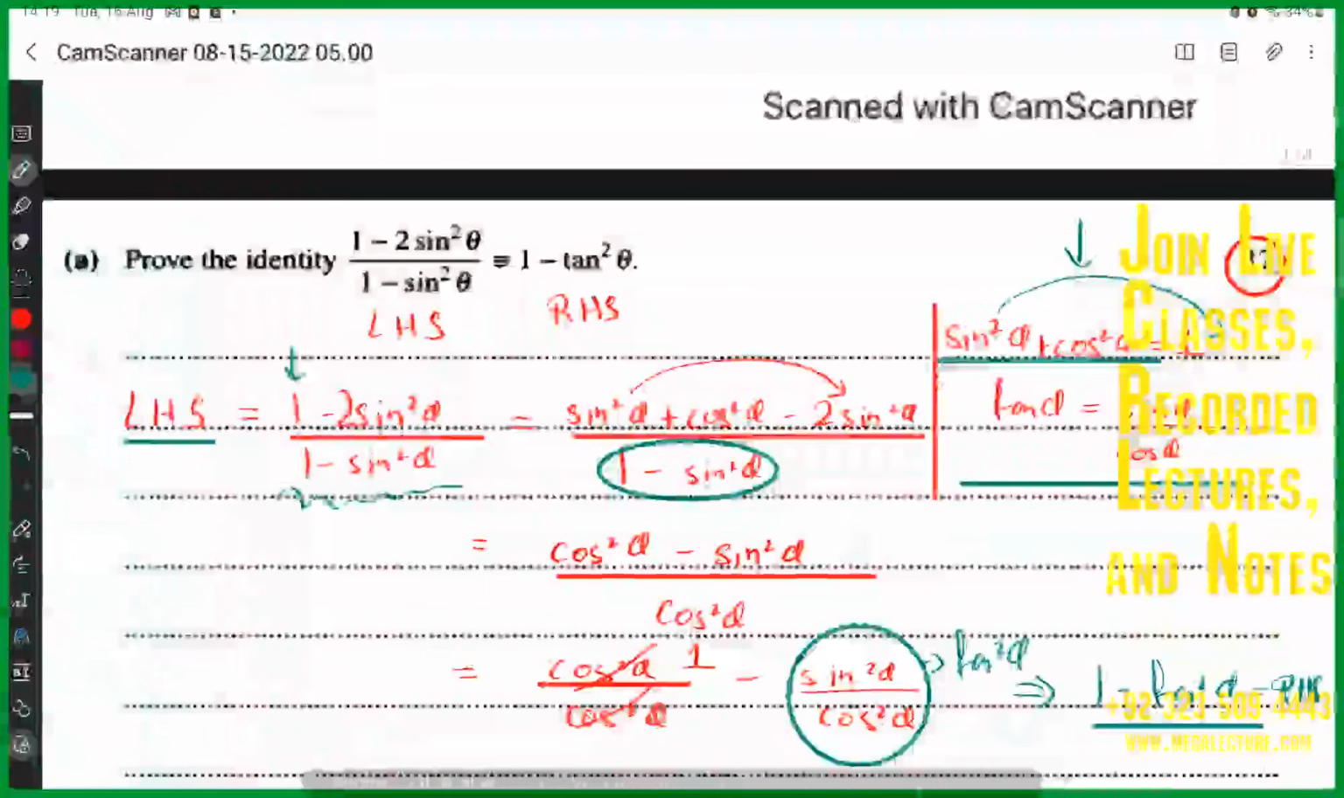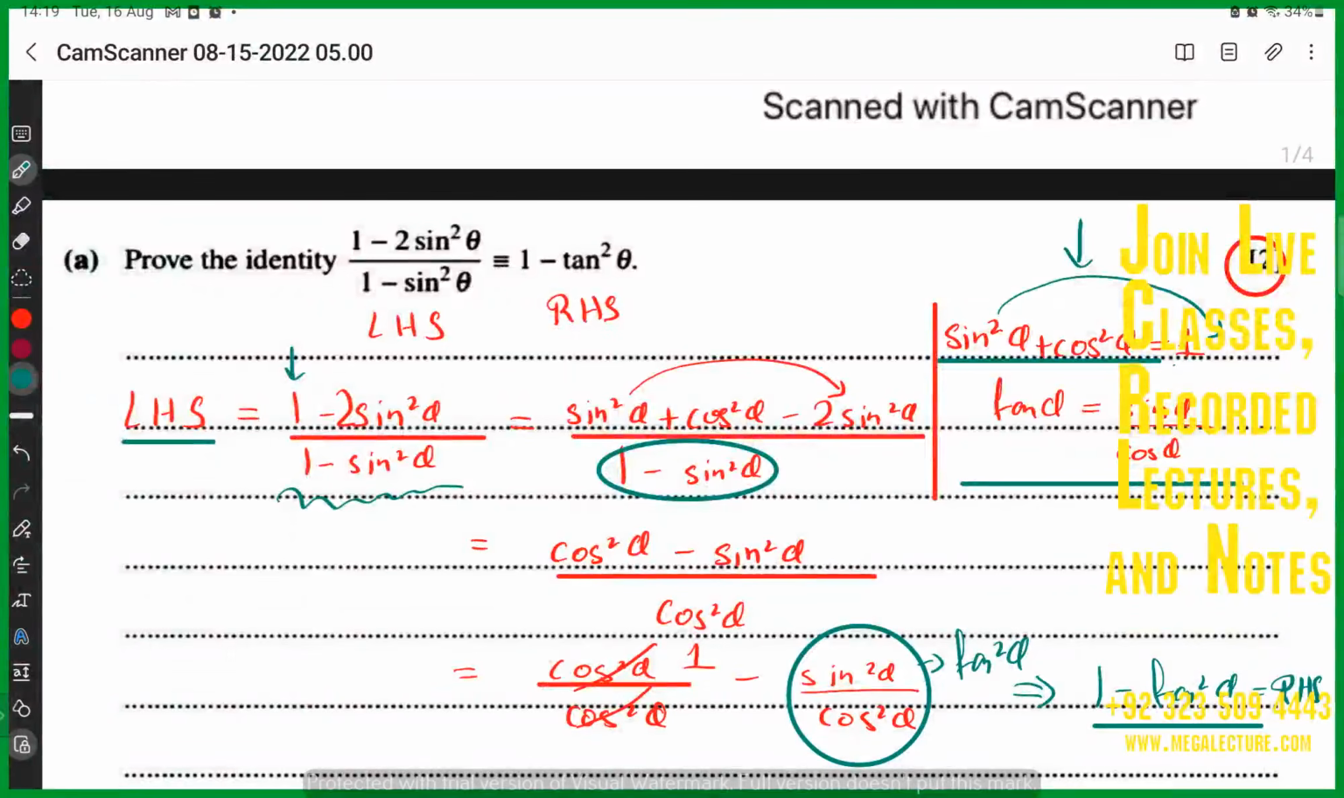Miss, I didn't understand what you did after cos squared theta minus sine squared theta divided by cos squared theta. Okay, I'll tell you. So basically, this is what we had. I know that if I have (a minus b) divided by a, I can write it as a by a minus b by a. Do you agree with this? Yes, miss.